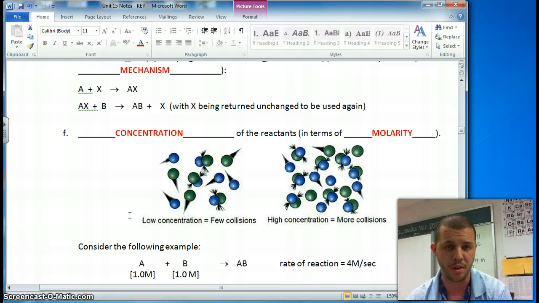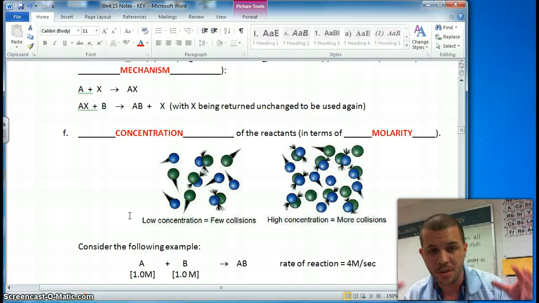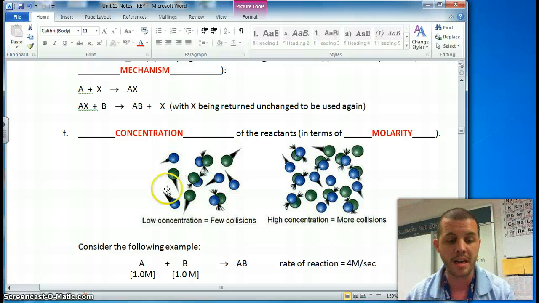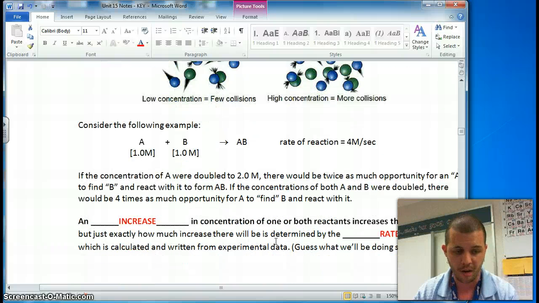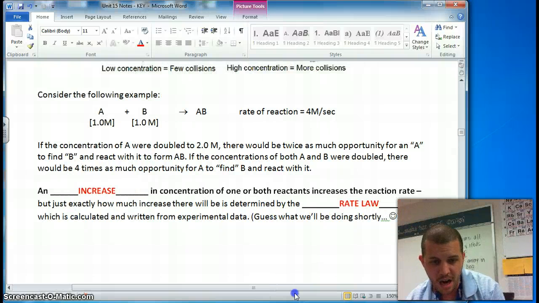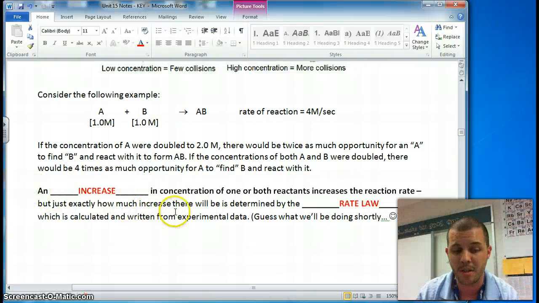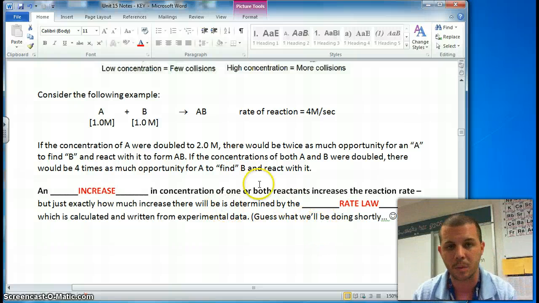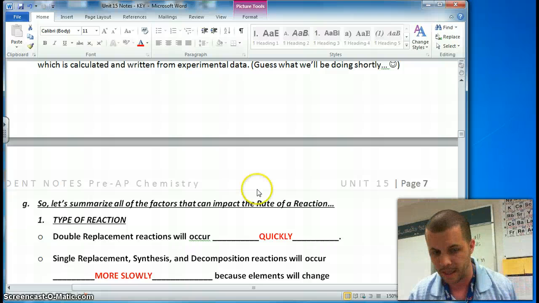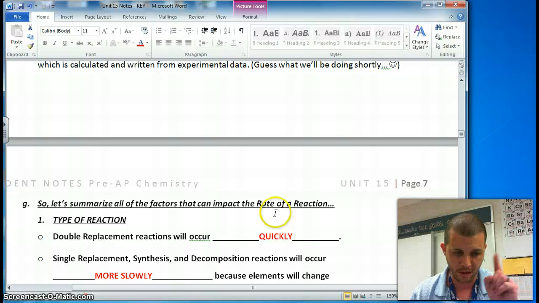Same thing with the concentration of chemicals. If you increase the concentration of your reactants, you're putting more stuff into a smaller area, so you're increasing your molarity. If you do that, you're going to increase your number of collisions, and thus you are going to increase the rate of your reaction. Now, it says an increase in concentration of one or both reactants increases the reaction rate, but just exactly how much increase there will be is determined by the rate law. We're going to look at the rate law in a little bit. Don't worry too much about it right now, but we're going to get there.